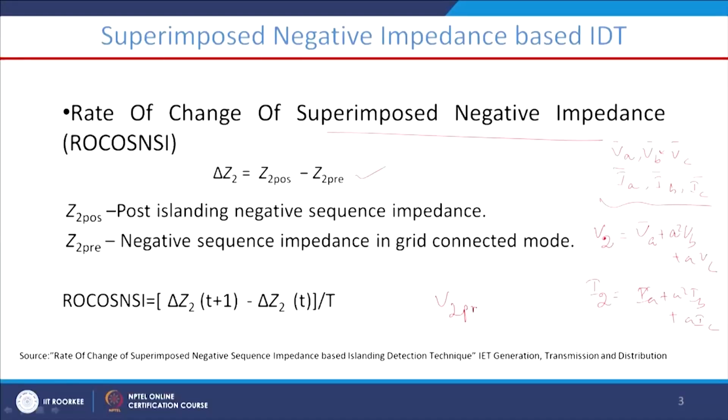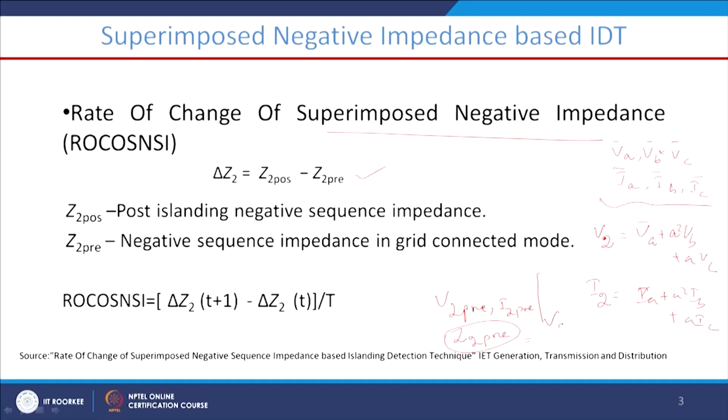By exploiting this V2 pre information and I2 pre information, we calculate Z2 pre, that is known as the negative sequence impedance of the microgrid system at the terminal of the DGs when the system is not disconnected, or there is no disturbance present in the microgrid or smart grid system. This Z2 pre is calculated using V2 pre divided by I2 pre.